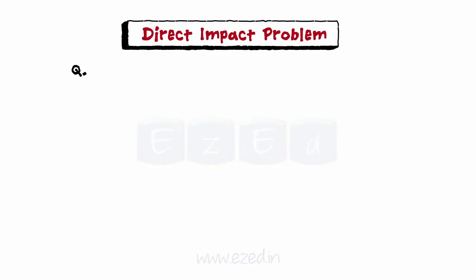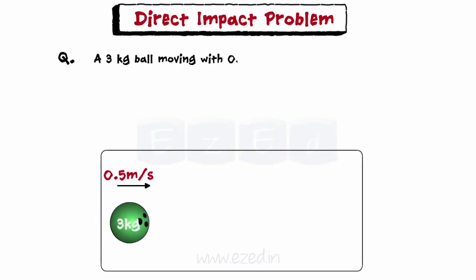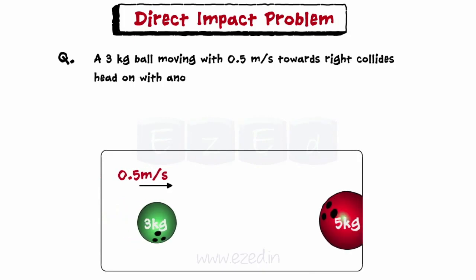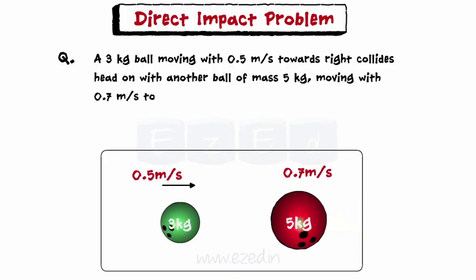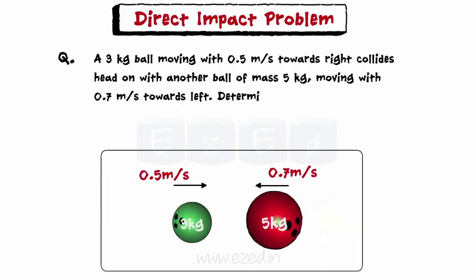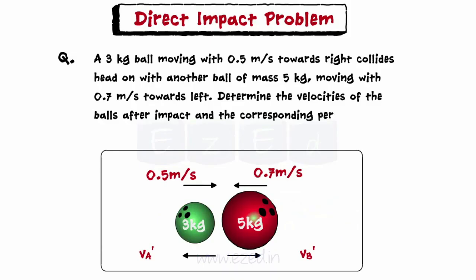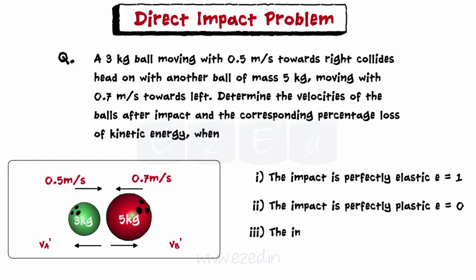Let us solve a problem on direct impact. A 3 kg ball moving with 0.5 meter per second towards right collides head-on with another ball of mass 5 kg, moving with 0.7 meter per second towards left. Determine the velocities of the balls after impact and the corresponding percentage loss of kinetic energy when the impact is perfectly elastic, the impact is perfectly plastic, the impact is such that E equals 0.7.